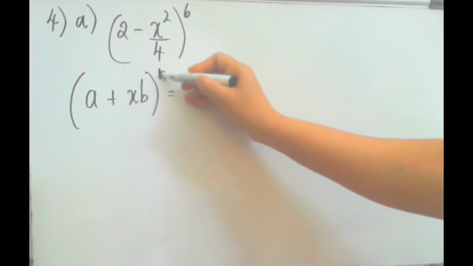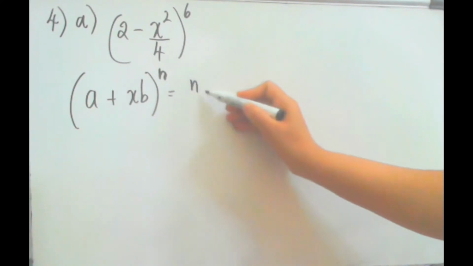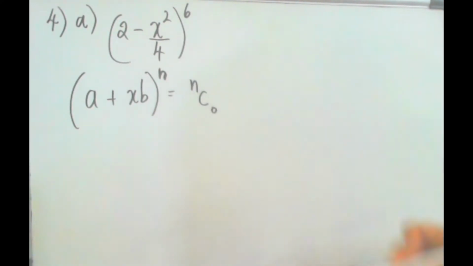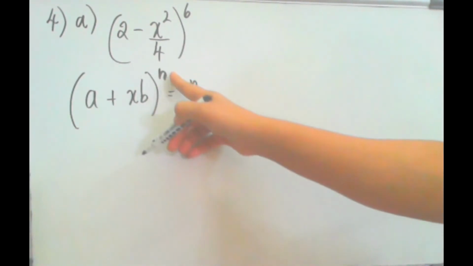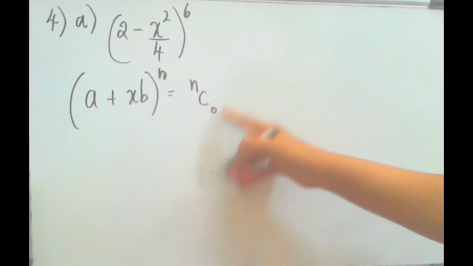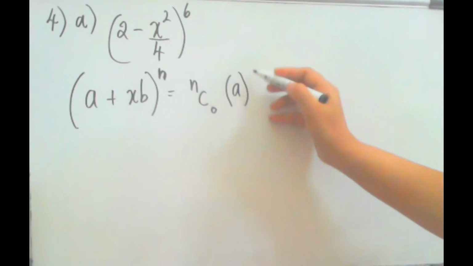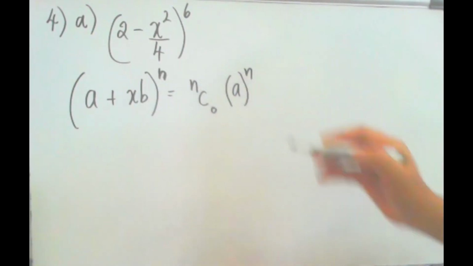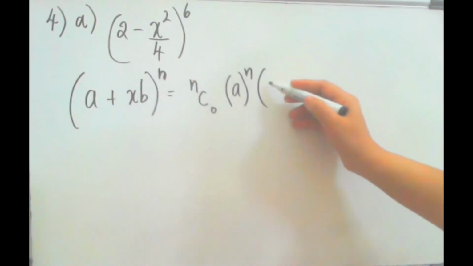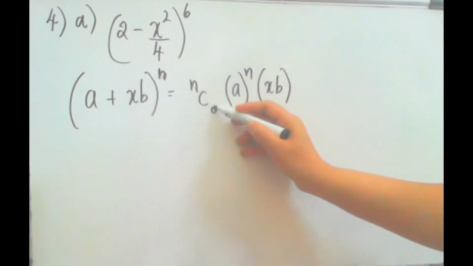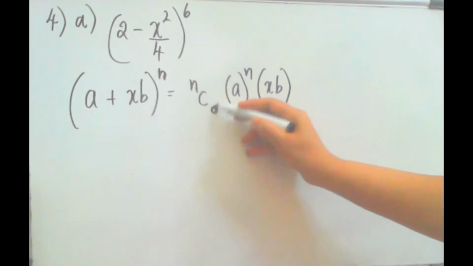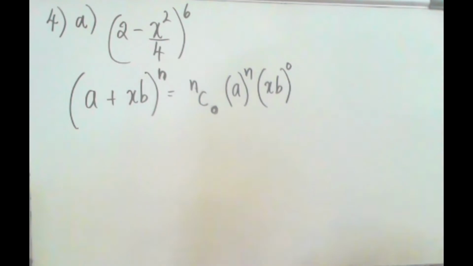Simple, start with the index nC0. So always this will be 0. Start with the index nC0 multiplied by the first term a raised to the power n, multiplied by the second term raised to the power 0, whatever numbers you see here, 0.